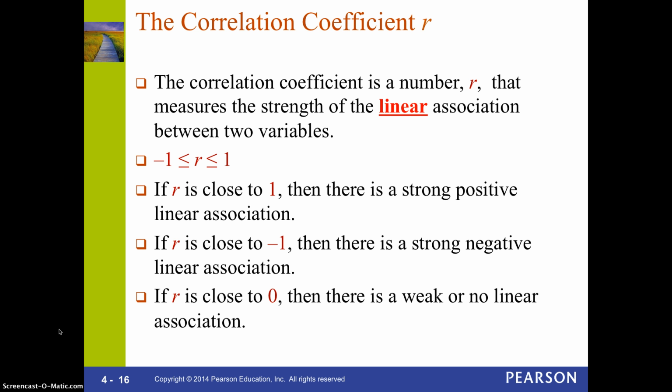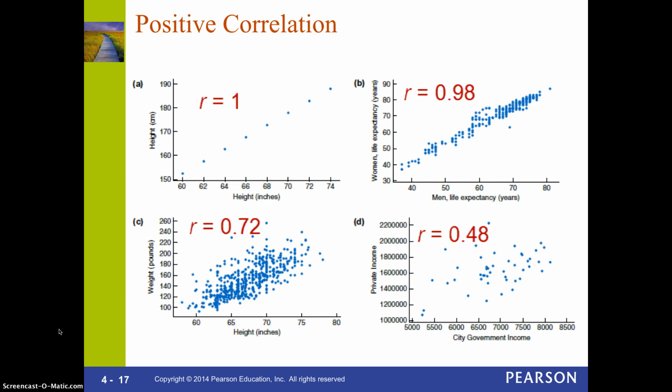So the sign on R actually tells you the direction of the association. So if R is negative, it's a negative association. If R is positive, it's a positive association. And again, just remember that the closer you are to 0 means you have no linear association. As you move away from 0 in either direction, towards -1 or towards 1, your association between the two variables becomes stronger. Okay, so here's some examples where we have a positive correlation, and you notice all of these examples have a stronger association also.